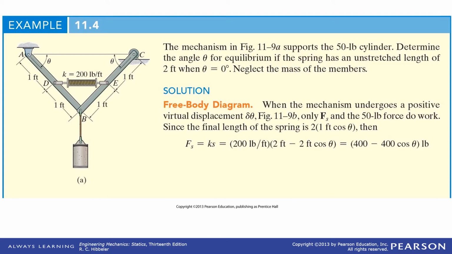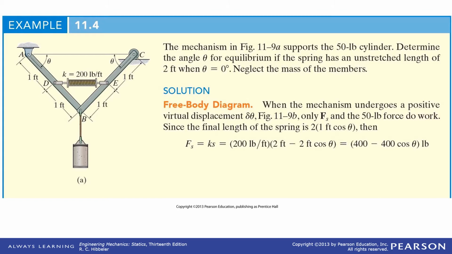Let's consider this problem here. Just spring force, 200 pounds per foot. At 0 degrees, the unstretched length of the spring, which you'll notice is 2 feet, which is exactly this plus this. Determine the angle of equilibrium with a 50-pound cylinder. So if it's 0 pounds, this is the unstretched condition, neglecting the mass of the members. So we get the spring stretching.